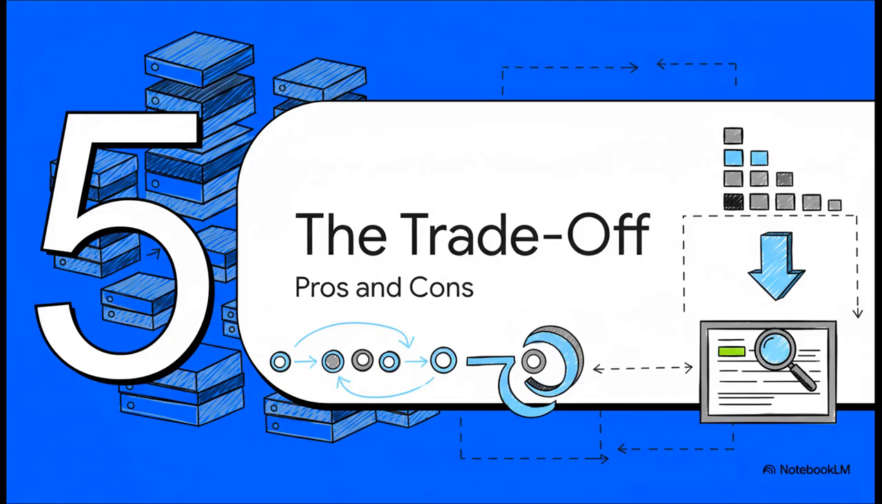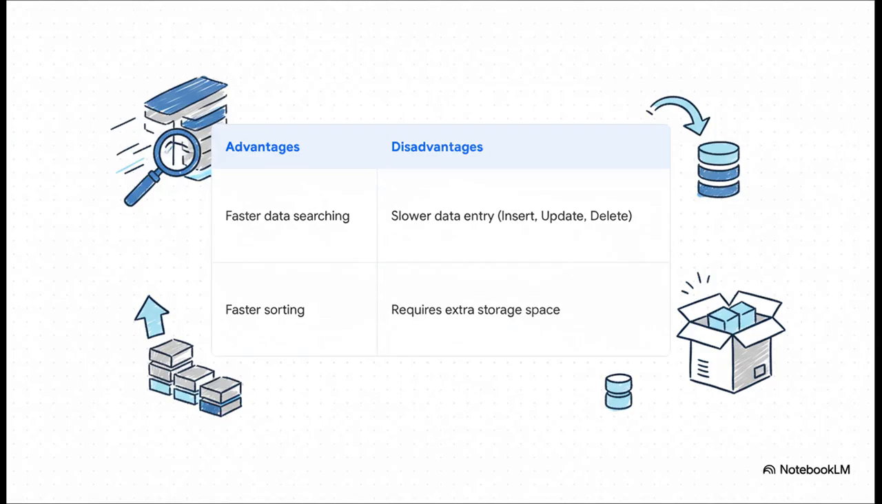But, like any powerful tool, indexing isn't some magic bullet. It definitely comes with a trade-off. It makes one thing much, much faster, but it can make other things a little bit slower. The main advantage, obviously, is lightning-fast searches. But here's the cost. Every single time you add, update, or delete data, the database has to update not only the main table, but also that index file. So this makes data entry just a little bit slower. And of course, that index file itself takes up extra storage space.